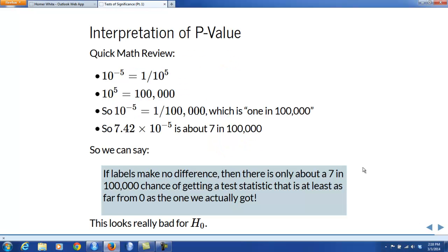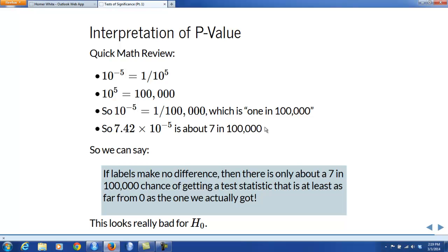To interpret the p-value in a simple way, let's first look at a quick math review. When you raise a number to a negative power, it's the same as the reciprocal of that number raised to the positive power. So 10 to the minus 5 is the same as 1 divided by 10 to the 5. Now 10 to the 5 is 5 tens multiplied together. That turns out to be a 1 followed by 5 zeros, so that's 100,000. Therefore, 10 to the minus 5 is 1 divided by 100,000. So you could say a 1 in 100,000. 7.42 times that figure, or if you think of it just 7 times that figure, is 7 in 100,000.